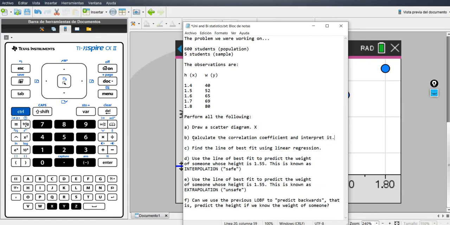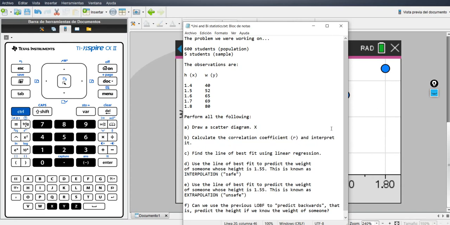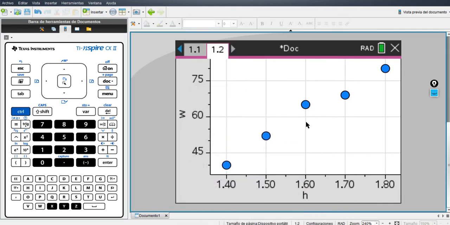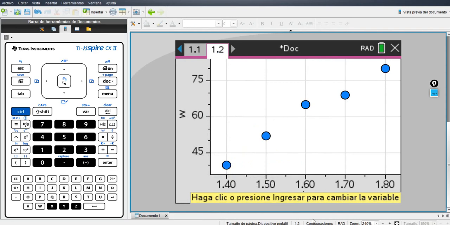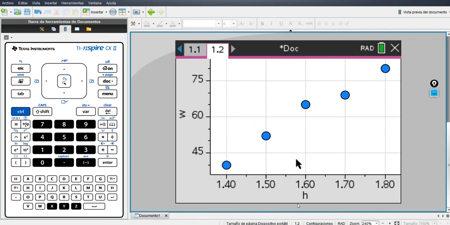Second, or letter B, calculate the correlation coefficient and interpret such number. Okay, what is the correlation coefficient? The correlation coefficient, guys, is, and by the way, it's represented by R. Let me put that down. R. Okay, this is the way we represent the correlation coefficient. And it's just a number that quantifies the strength of the correlation between the variable height and the variable weight.